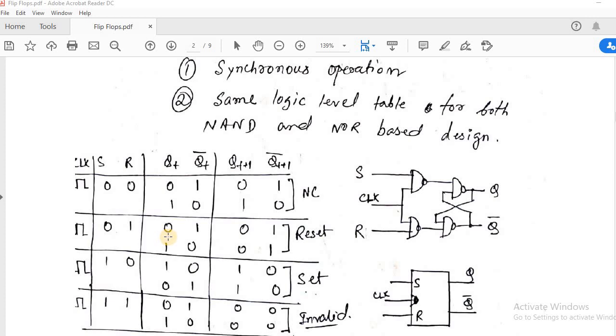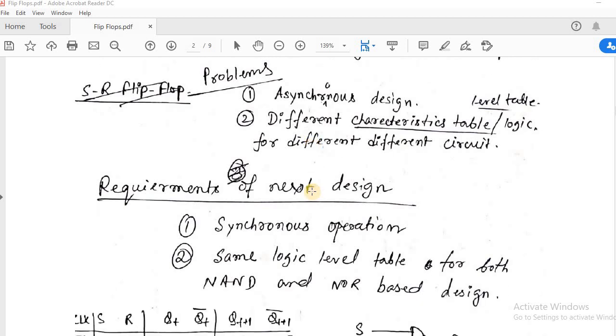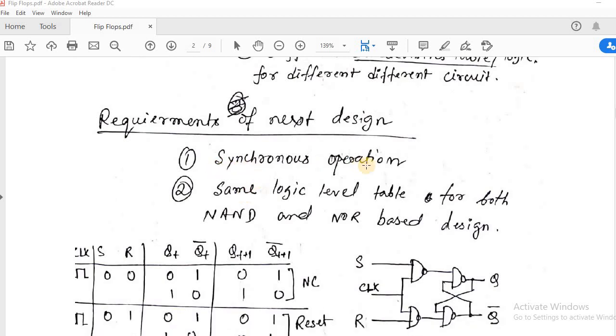Now, in the previous class, we discussed NAND and NOR based design of SR latch, and we also discussed the problem of the previous designs, that is, the operations are asynchronous, and there are two different characteristics tables for NAND and NOR based design. Now, in this new design, we have to solve this problem. So we have to make this design synchronous. That means we introduce a new control signal here.